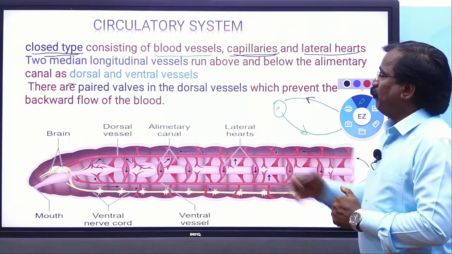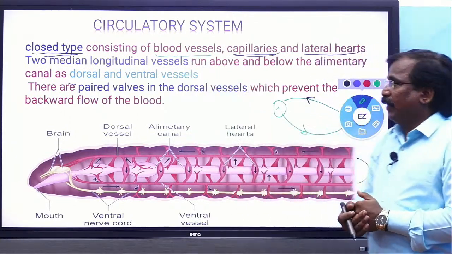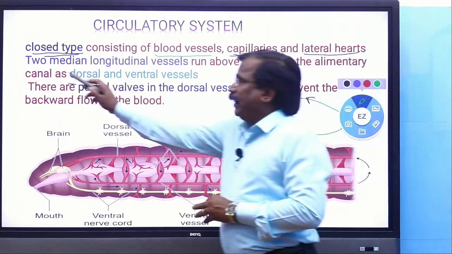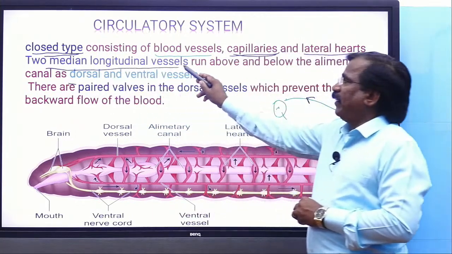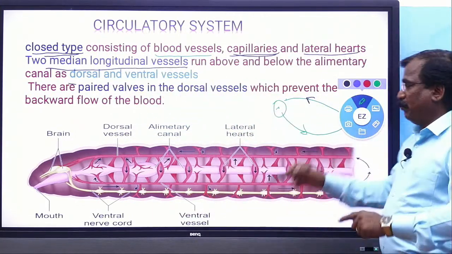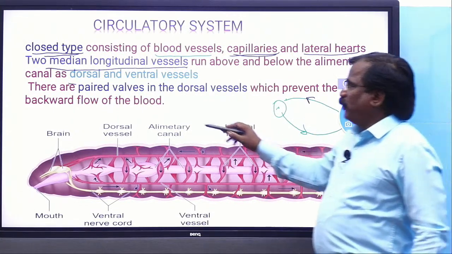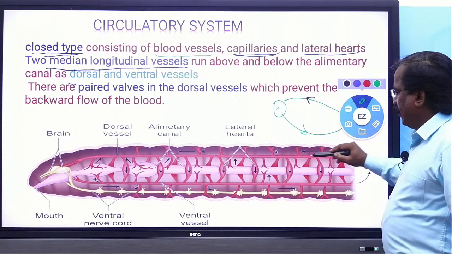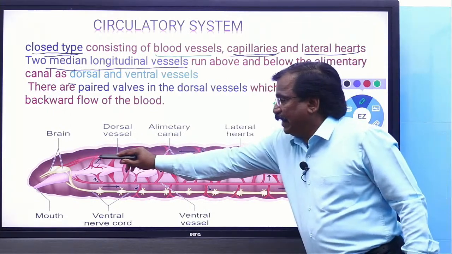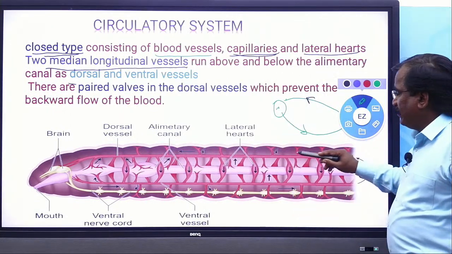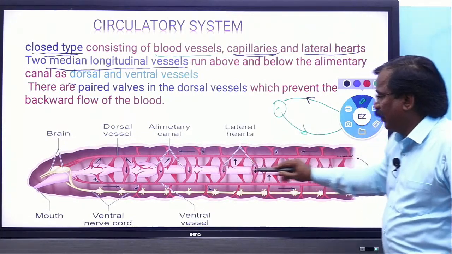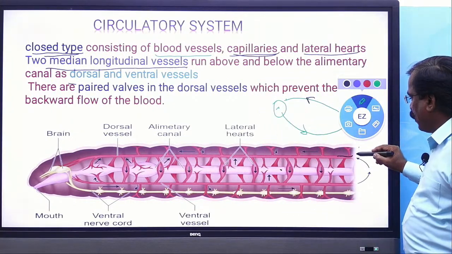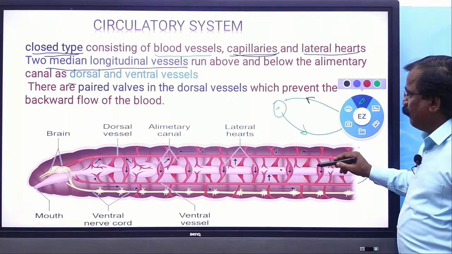So in detail, first the blood vessels. What are the blood vessels? Listen, there are two large blood vessels. Two median, very important, two median longitudinal vessels. Median means middle. Two median longitudinal blood vessels. One runs through the middle of the body, the entire length. This pink color is the digestive tract, the intestine. One runs above the alimentary canal.